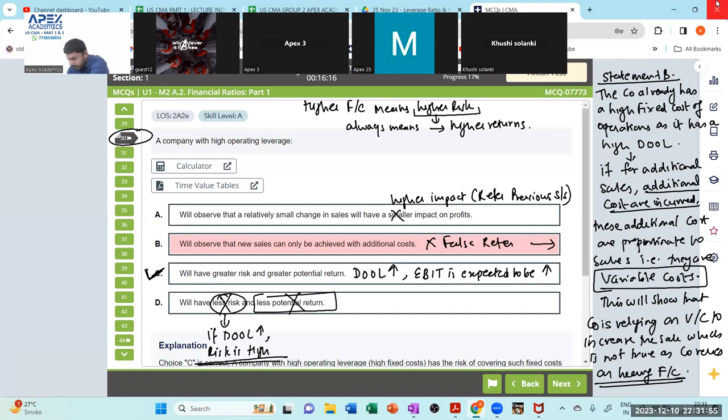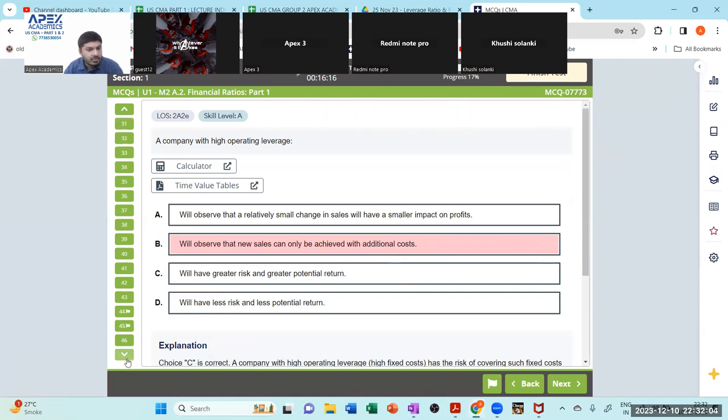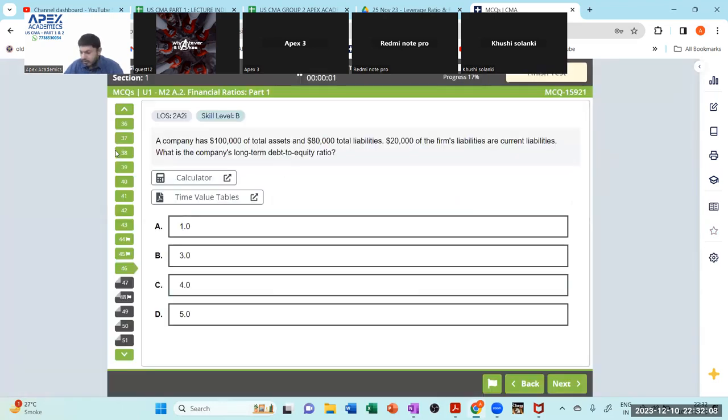Taken? Okay. Now, which all questions I have left behind? I want to touch upon those questions. Now, question number, I believe 46. A company has $1 lakh of total assets and $80,000 of total liabilities. And 20,000 of the liabilities are current liabilities.